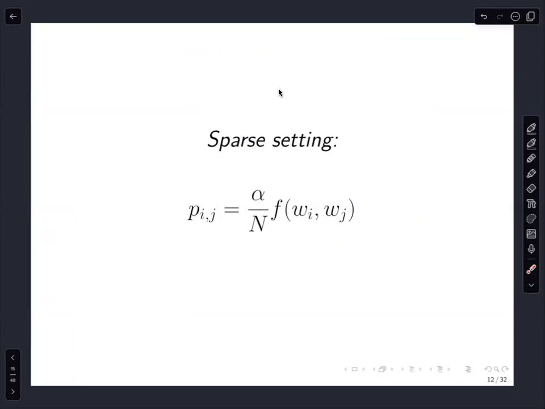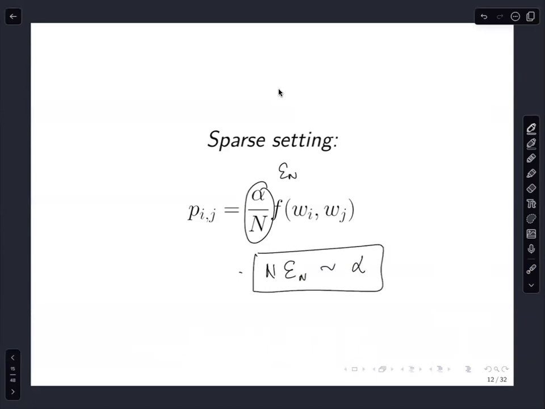So for the Pijs, I'm putting n epsilon equal to alpha. So this was epsilon, and this is alpha in this case, the sparse setting, where alpha belongs to some parameter range 0 to infinity.